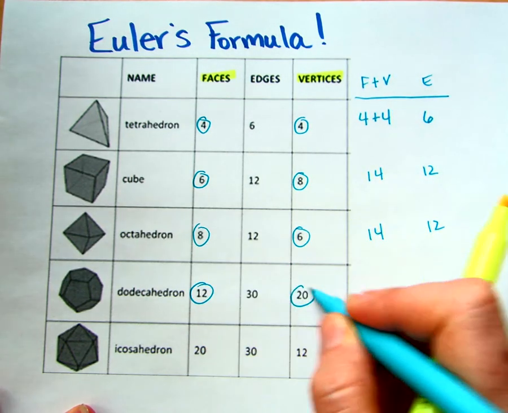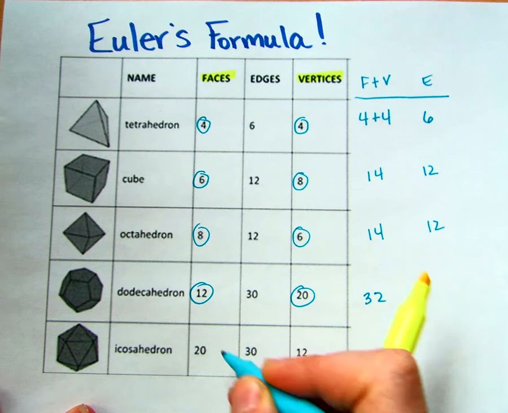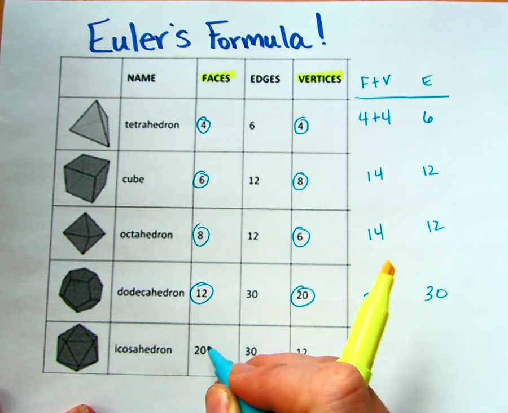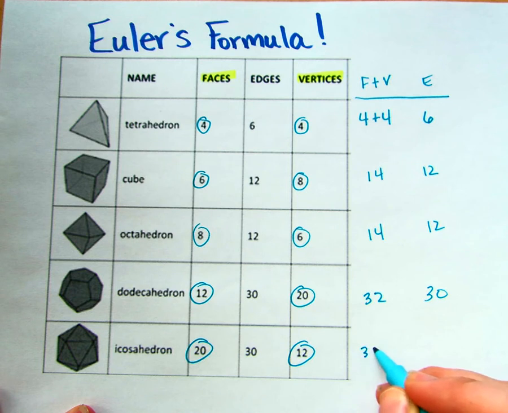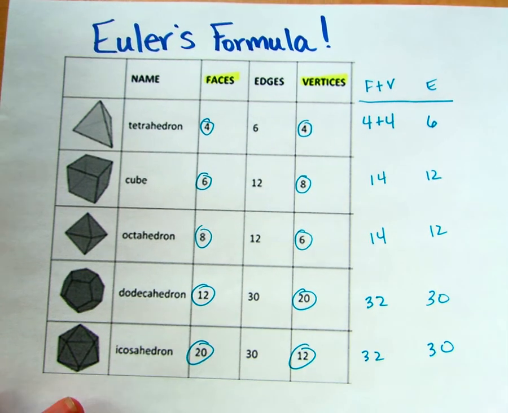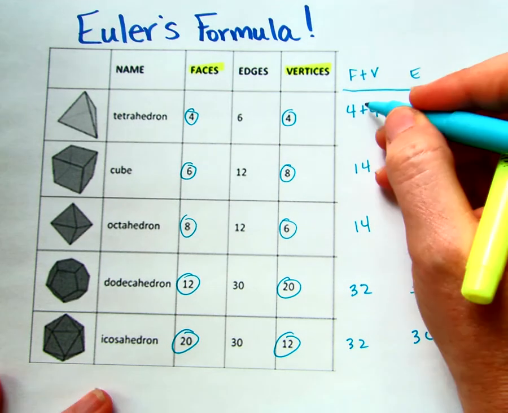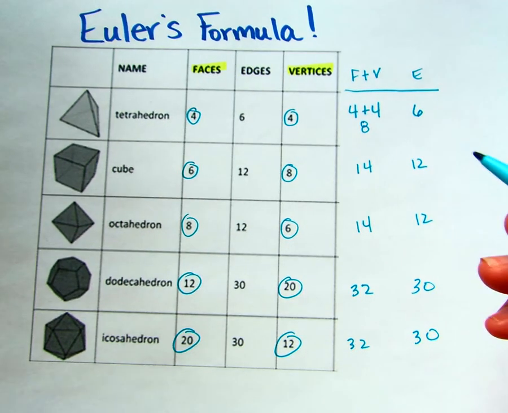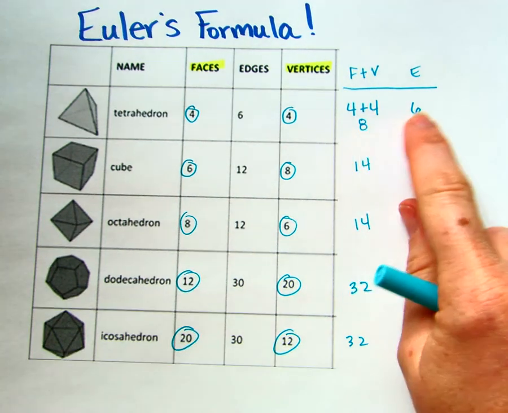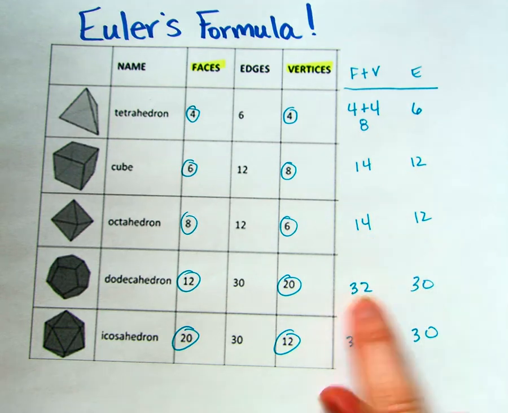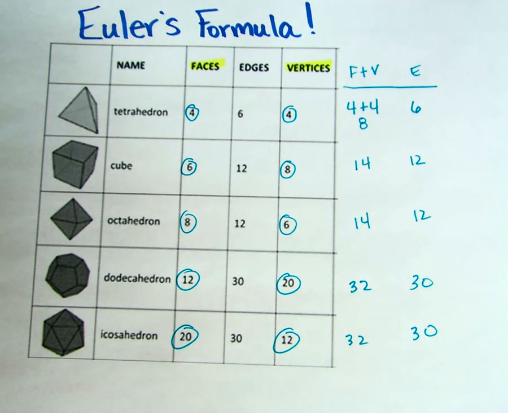And then I've got 12 and 20, which when you add them, you get 32. And then I've got 30 edges. And then I've got 20 and 12 again, which again is 32 with my 30 edges. Okay? And I'm looking for the relationship here, and it might help for you to see this as 8 instead of 4 plus 4. I'm looking for the relationship of 8 to 6, 14 to 12, 14 to 12, 32 to 30, 32 to 30. And what I hope you see here is that if I were to just add 2 to the edges in every single case, I would end up with the faces plus the vertices combined.